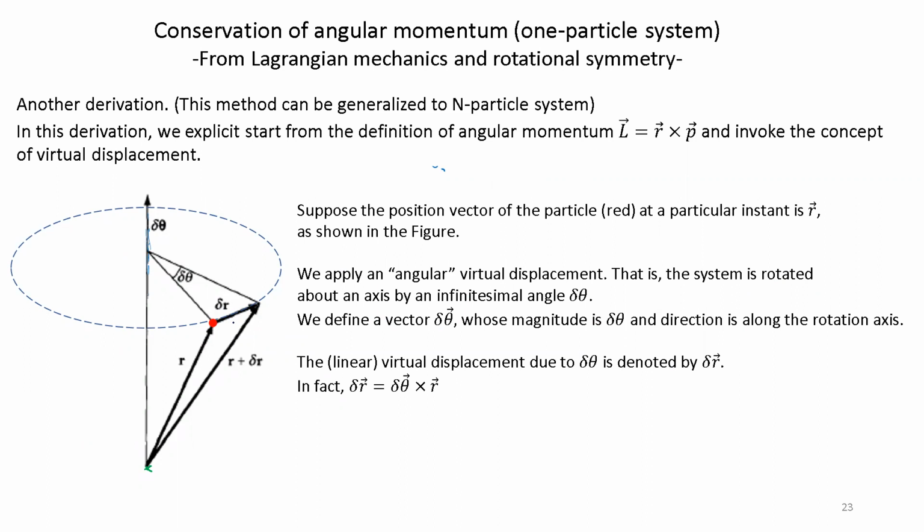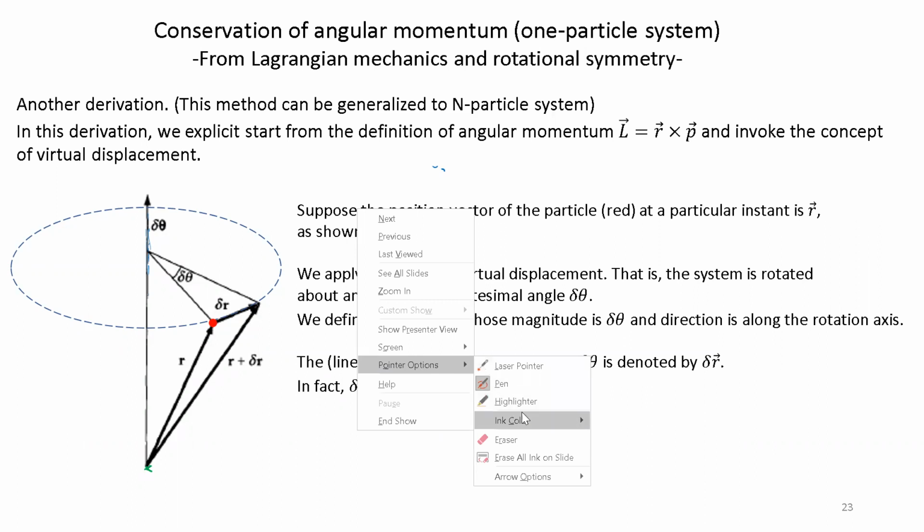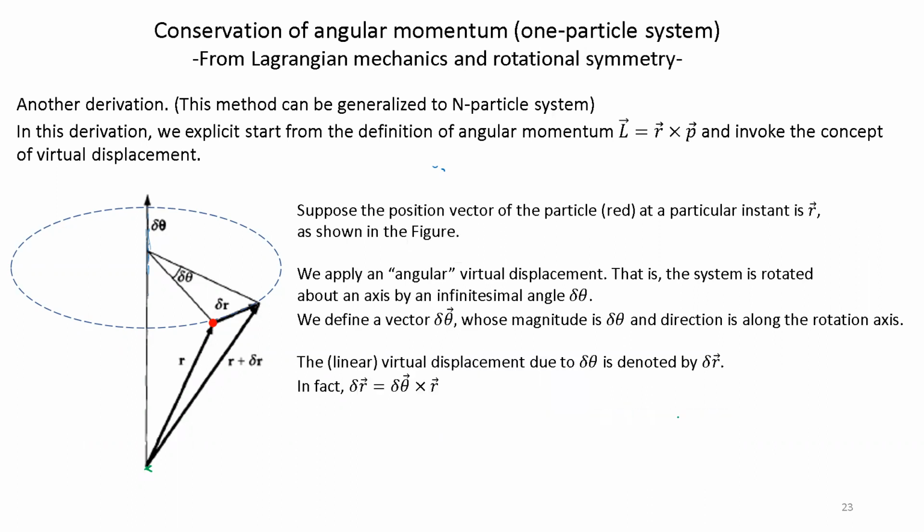In this picture, you'll be able to see that this delta R is equal to delta theta cross R. Let me remind you how it works. If you're familiar with the cross product, this should not be difficult for you, but anyway, let me walk it through. What is this length over here?